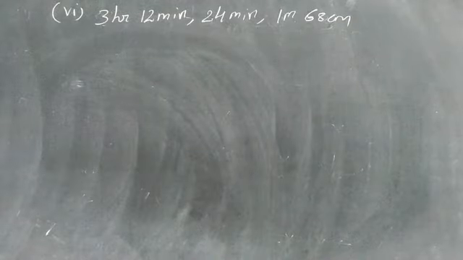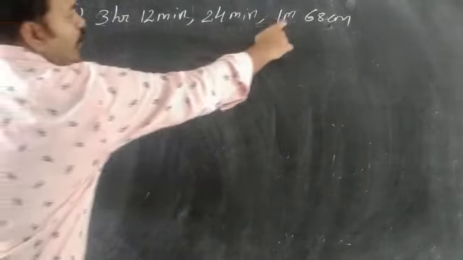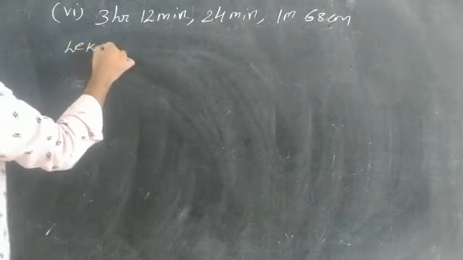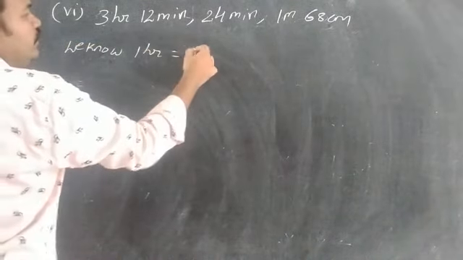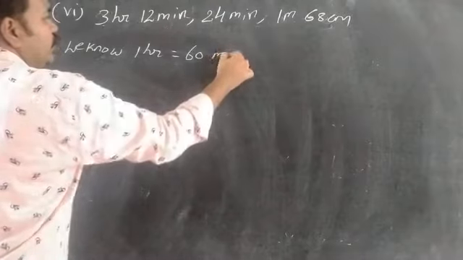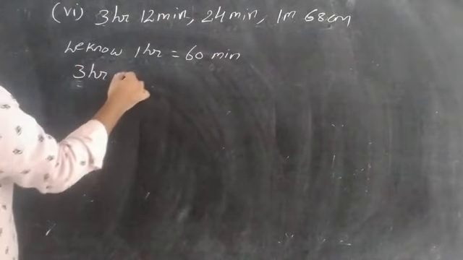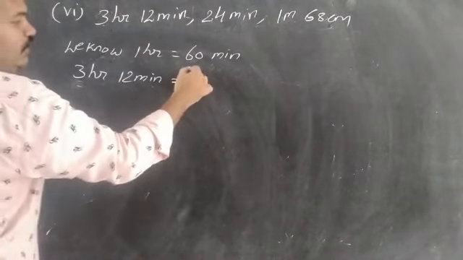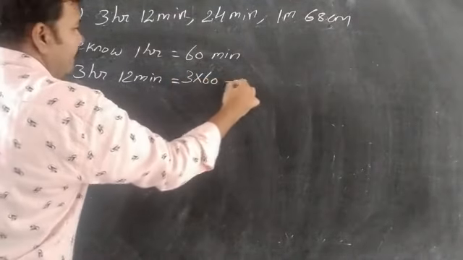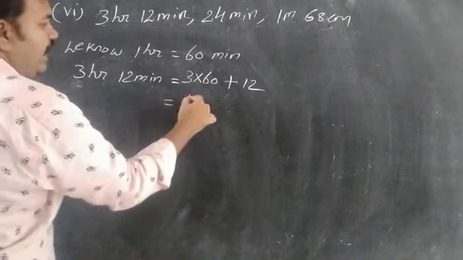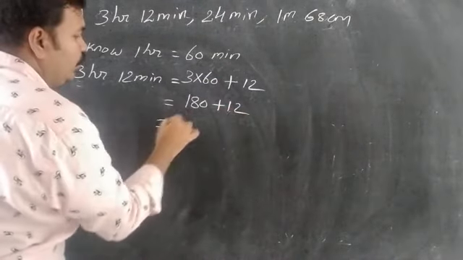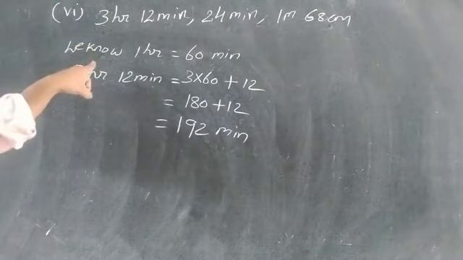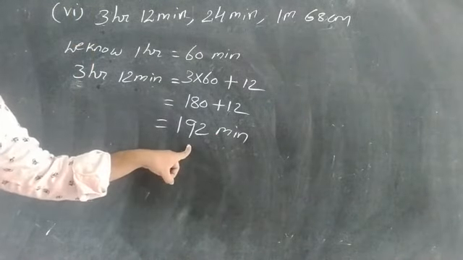So here is the sum: 3 hours 12 minutes, 24 minutes, 1 meter 68 centimeters. We know that 1 hour is equal to 60 minutes. So 3 hours 12 minutes we want to change. That is 3 hours means 3 into 60 plus 12, that is 180 plus 12 is equal to 192 minutes. So 3 hours 12 minutes is changed as 192 minutes.